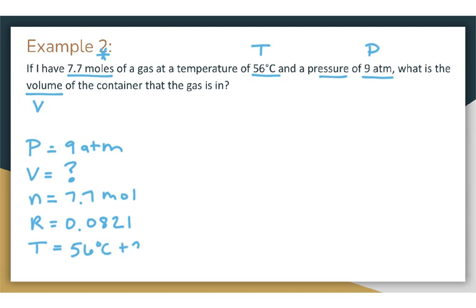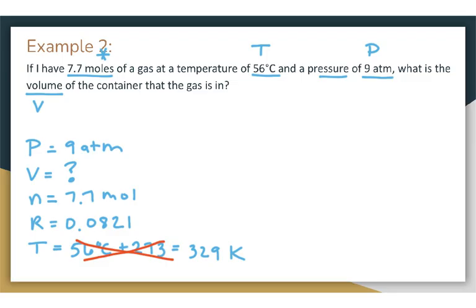I know I'm going to want that in Kelvin though, so I'm going to add 273 and I get 329 Kelvin. And just like we were doing in class, if you're worried about accidentally using that 56, keep your work there, but cross it off just so that you visually have a reminder that that's not the value you're going to use.